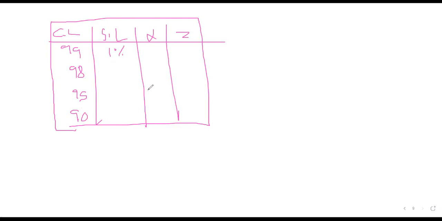So continue filling for me. That should be 2, then 5, and 10. 0.02, 0.05, 0.10. And I have no clue how the Z is found. This is the most important thing. Please tell me.